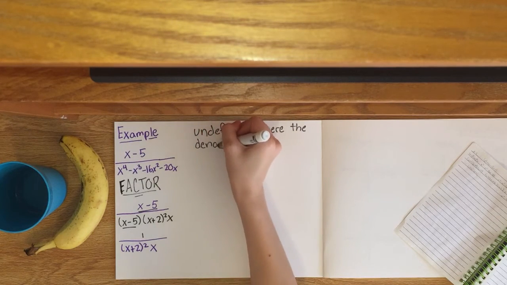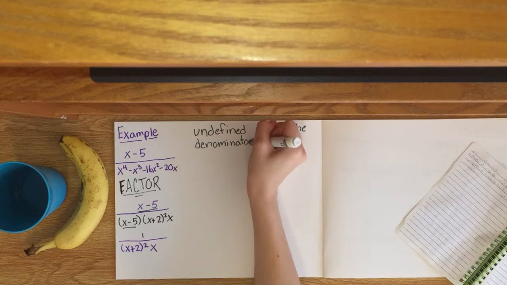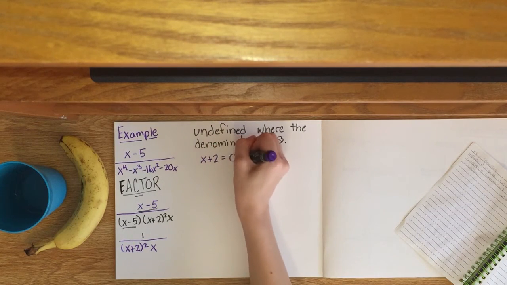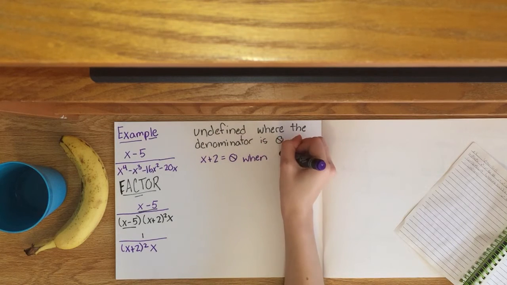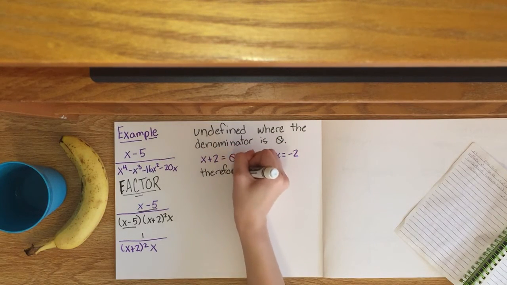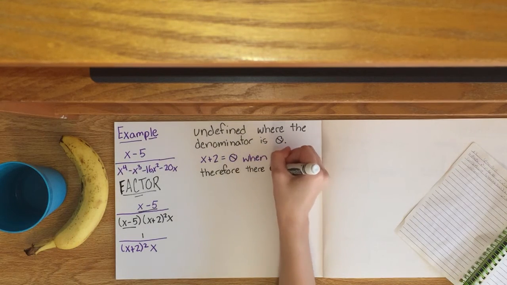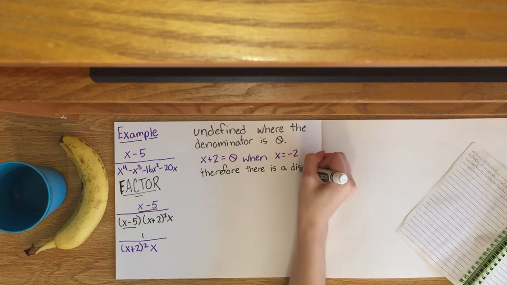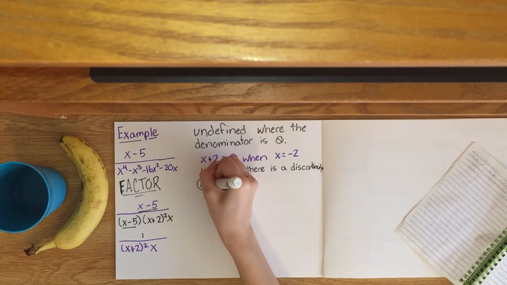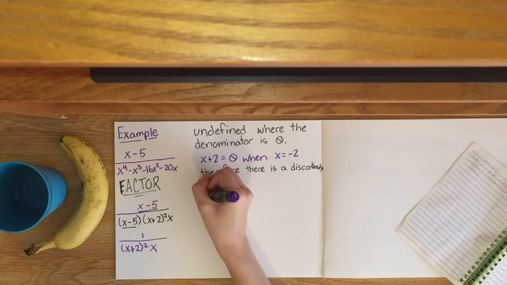Obviously, the top can't be factored because it's already fully factored, but the bottom can be factored into x minus 5 times x plus 2 squared times x. When we have a factor in both the numerator and the denominator and we can cancel it out, that is where a hole occurs.